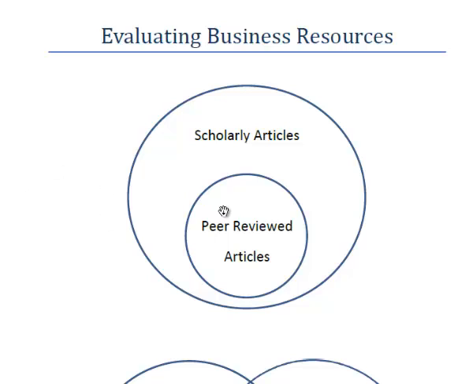Now next you'll notice peer-reviewed articles here. These are scholarly articles that have undergone the review process before being published in the journal. In other words, an article is submitted to a journal and then a number of recognized experts in the field review that article to determine whether or not it is worthy of publication. Not all scholarly articles have undergone this process, but all peer-reviewed articles are considered scholarly articles. So you've got peer-reviewed articles and all of these are considered scholarly articles, but again, not all scholarly articles have been peer-reviewed.